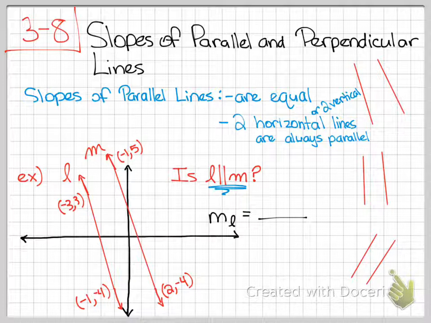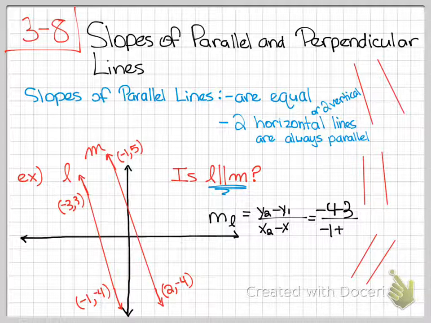Remember our slope is y2 minus y1 over x2 minus x1. If we plug in the 2 points we have here, I would have for L -4 minus 3 over -1 minus -3, so plus 3. That becomes -7 over 2, so -7/2. That can't be simplified.